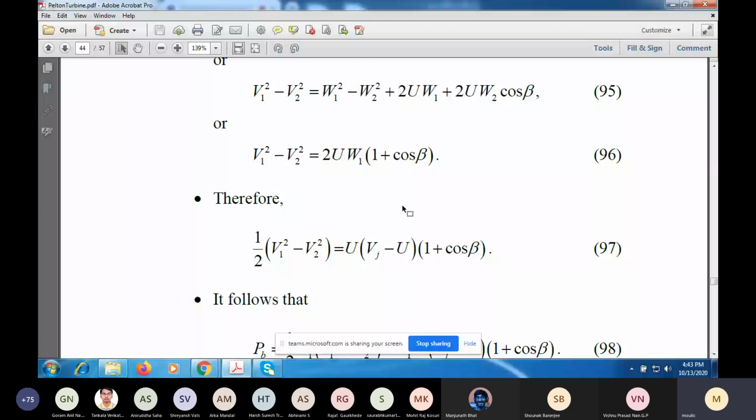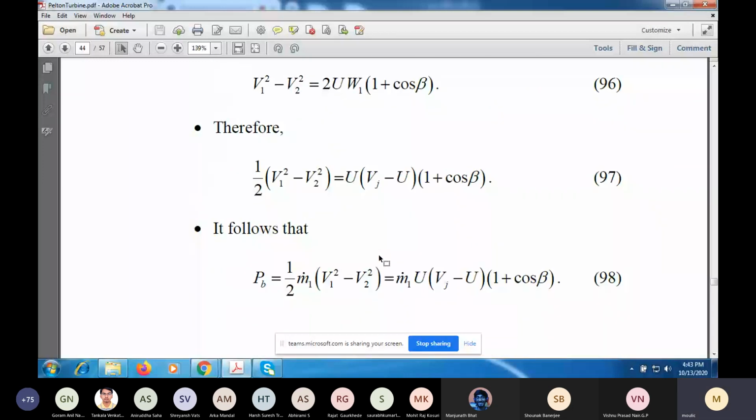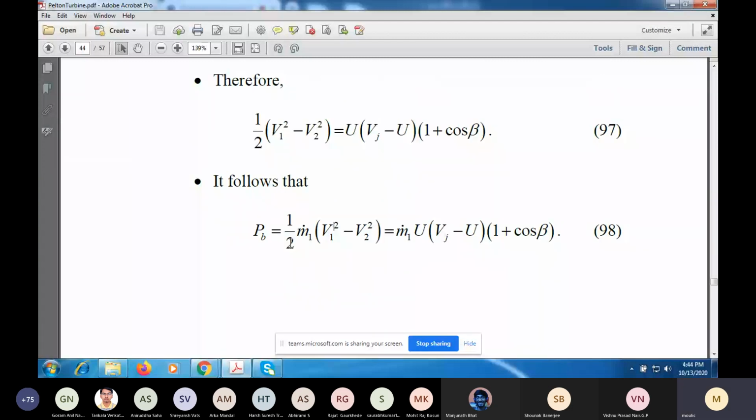So half of this V1 square minus V2 square, which is the change in the kinetic energy per unit mass, I can write as U times W1 into 1 plus cos beta. The half and the 2 will cancel out, and in place of W1, I can write Vj minus U. So you can see that the power developed by a single blade, which from the first law of thermodynamics we could write as half of m1 dot into V1 square minus V2 square, is then m1 dot into capital U into Vj minus capital U into 1 plus cos beta.